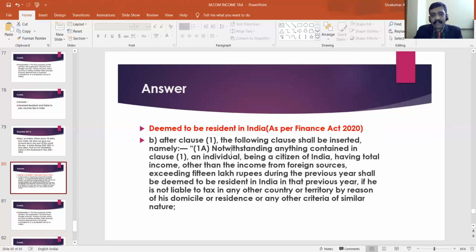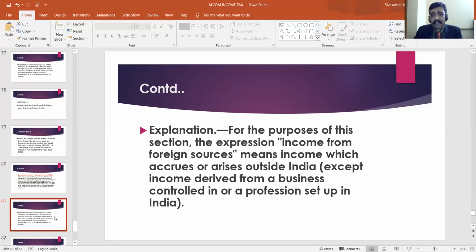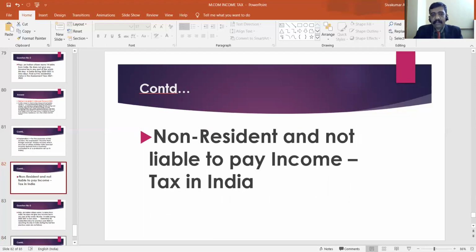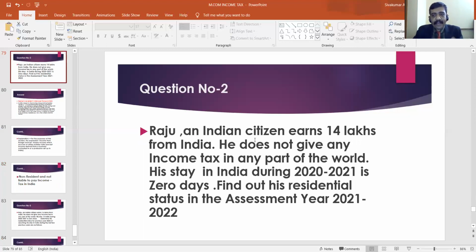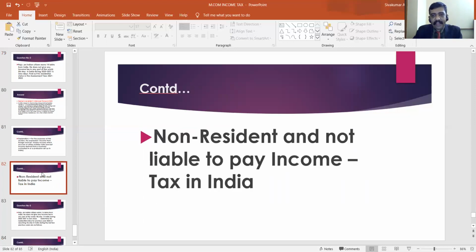Okay. Here, the relevant amendment is as per Finance Act 2020. Please look at the PPT. I have already explained the amendment while explaining the solution to the previous question. Therefore, please look at the PPT and read out the relevant amendment related to this question. There's an explanation section to the amendment. Please note it. So, in this question, Mr. Raju, an Indian citizen, earns only 14 lakhs. That means his total income is only 14 lakhs. That means the residential status of Mr. Raju is non-resident. Therefore, he is not liable to pay income tax in India in the assessment year 2021-2022.